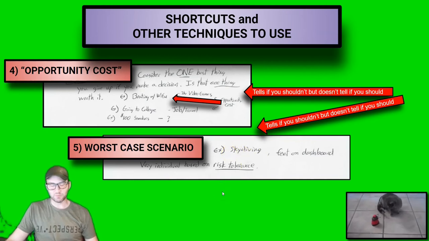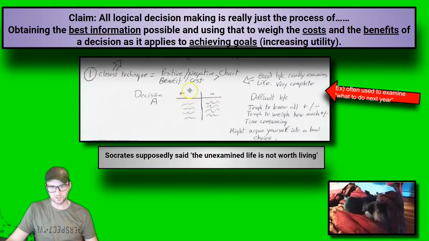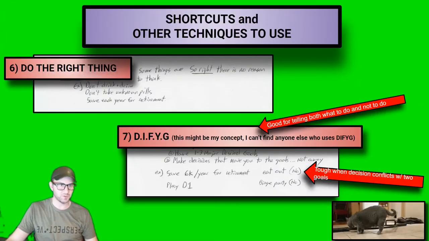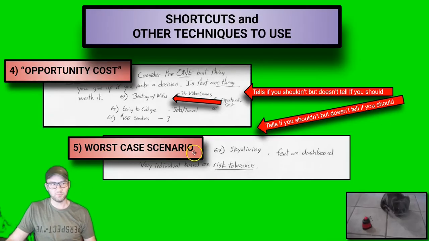Obviously, this is overlapping with a lot of other cost-benefit analysis. Everything is overlapping with a cost-benefit analysis, okay? Remember, everything is just basically a shortcut to this positive-negative chart. But sometimes you just want to be, what's the worst that can happen? Not worth it. The end.